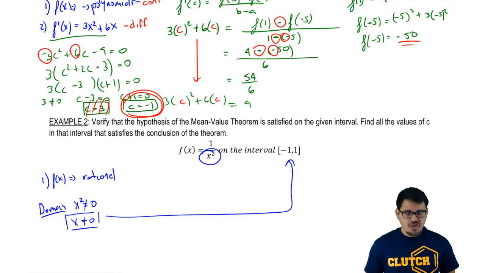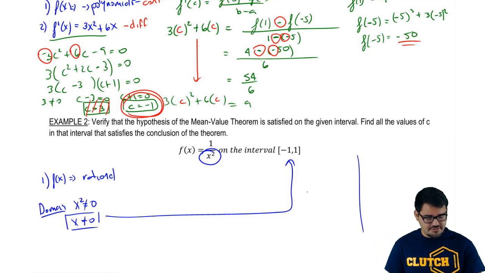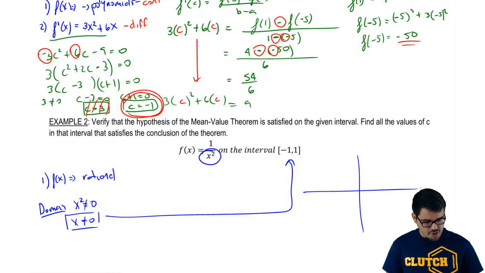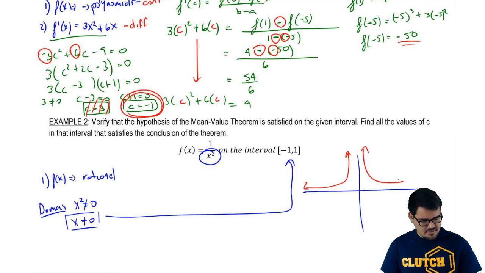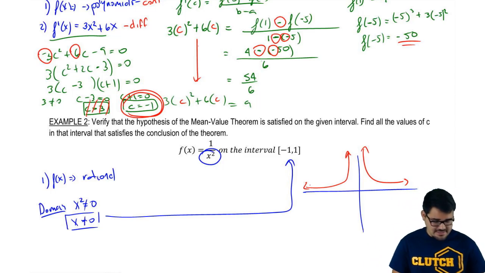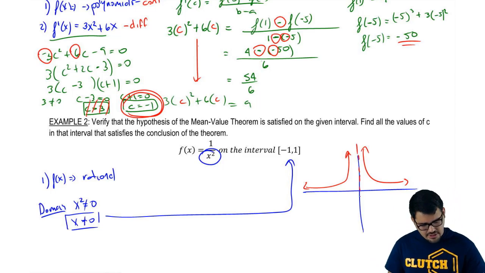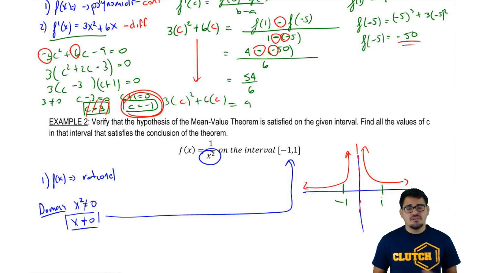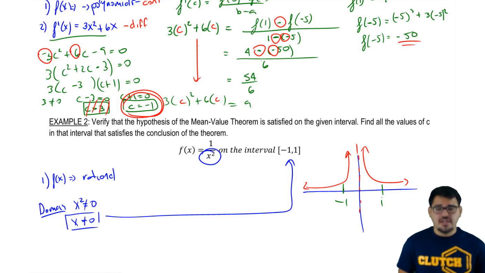So quick little graph here, how this function looks like. If you guys don't recall, it is going to look something like this, right? So you guys can see that this function has a vertical asymptote at 0. So it is not continuous from, let's say this is -1, and let's say this is 1. So from -1 to 1, it is not continuous. So I cannot use it, right?